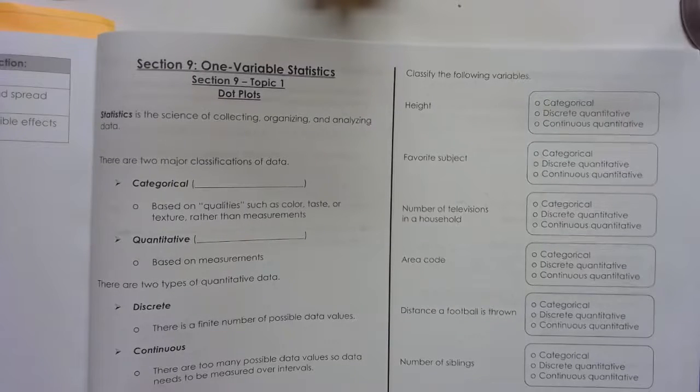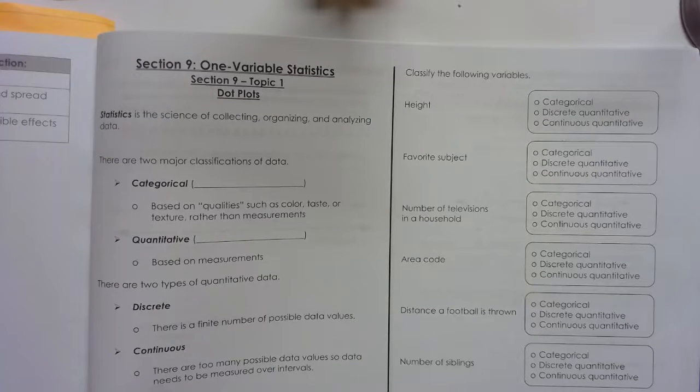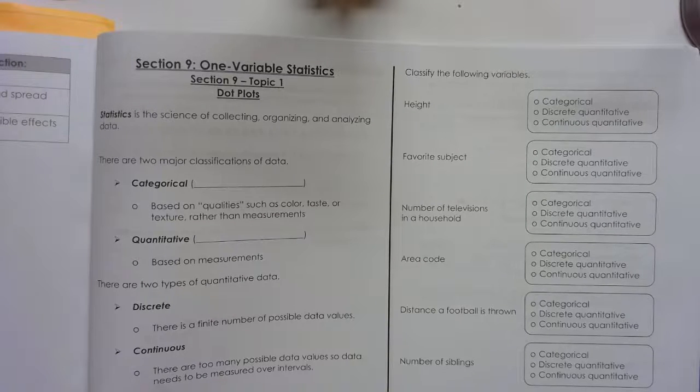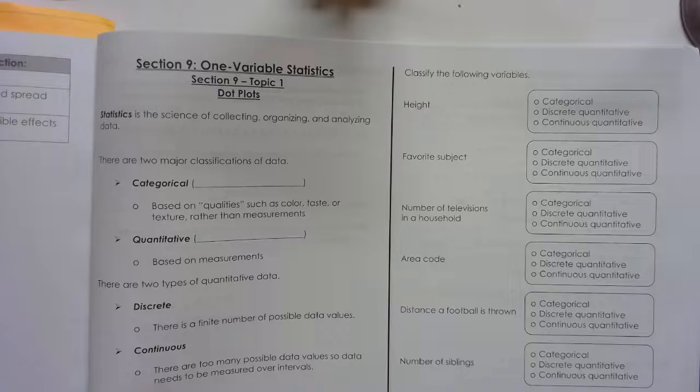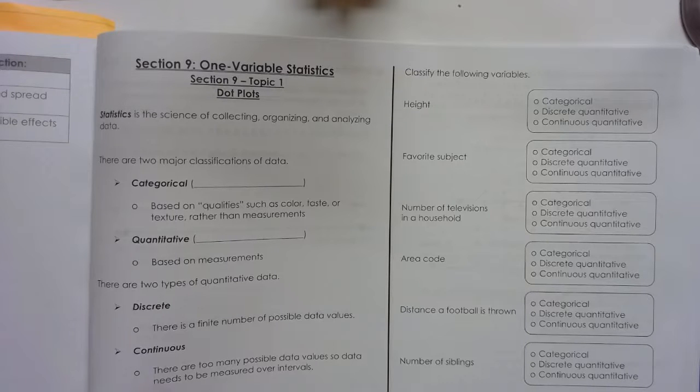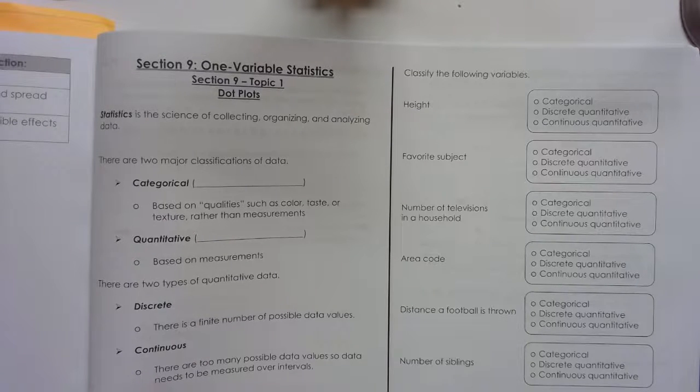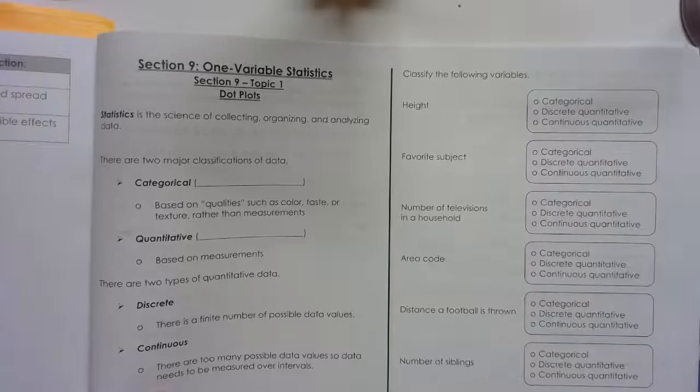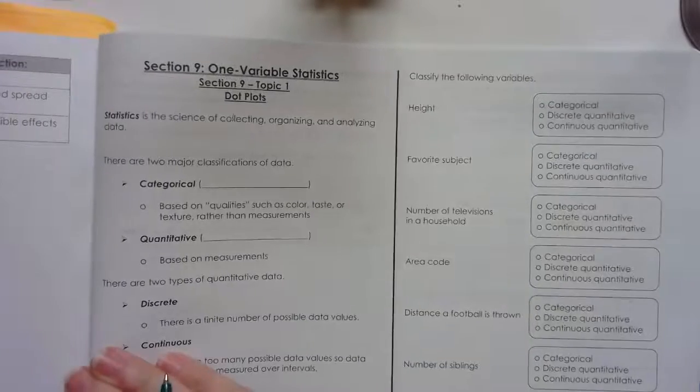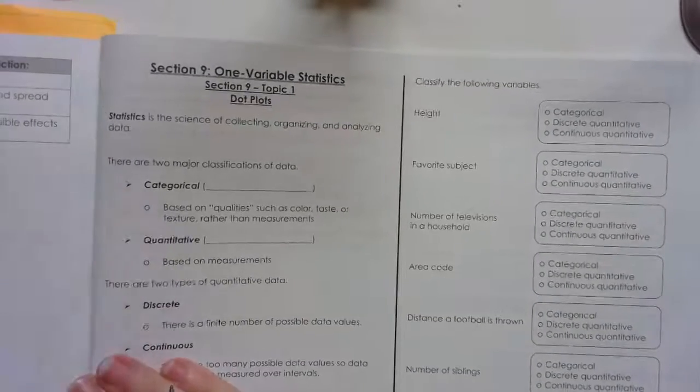Okay, so today we're going to start section 9, which is on one variable statistics. So this is our next to last unit. We're almost there. So today's lesson is section 9, topic 1, dot plots. This is the first half of today's lesson. And then we're also going to do topic 2 in the other assignment.